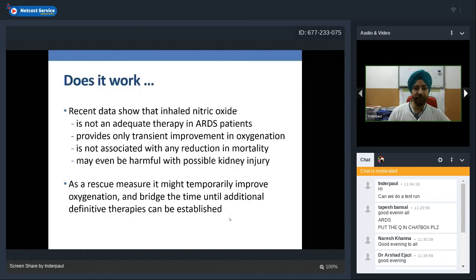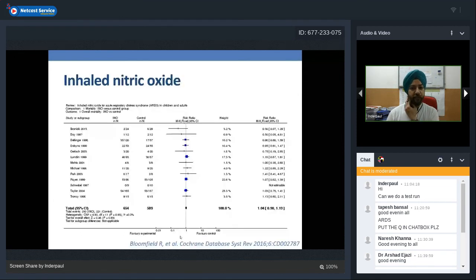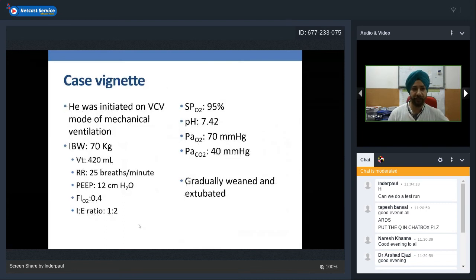So this is a meta-analysis of many studies and has not been shown to be of benefit in patients with ARDS. So coming back to our patient, the patient gradually improved after proning, and we were able to reduce his FiO2 and finally wean him off and extubate.